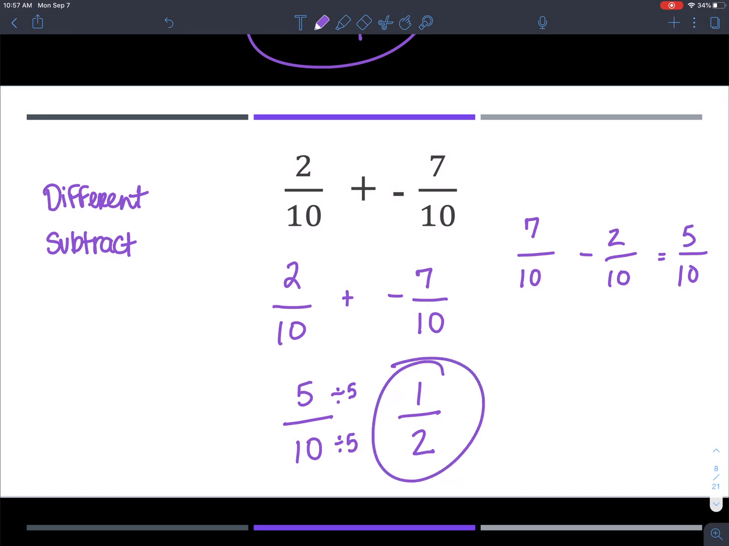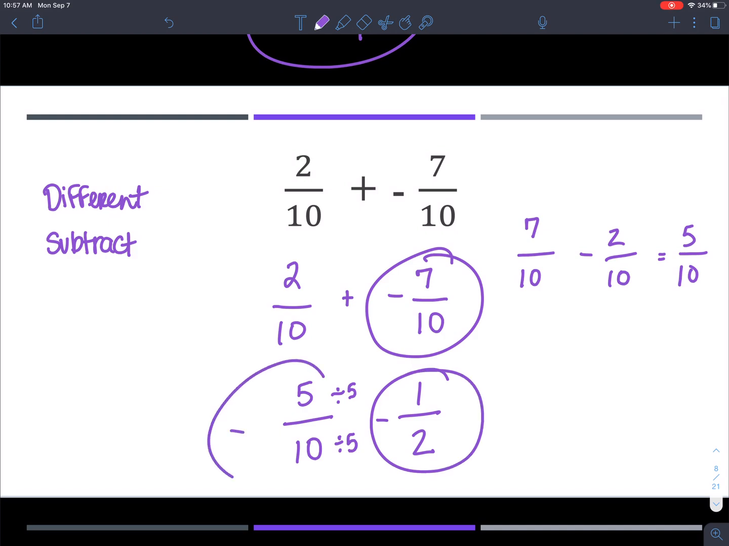Hopefully you've realized the error here, that we need to make sure when we have a negative and a positive, we have chosen the sign. And in this situation, when we have a negative and a positive, we need to look and see which of those is larger. We have more negative tenths. We have 7 negative tenths rather than 2. So our answer should be negative, either negative 1/2 or negative 5/10.